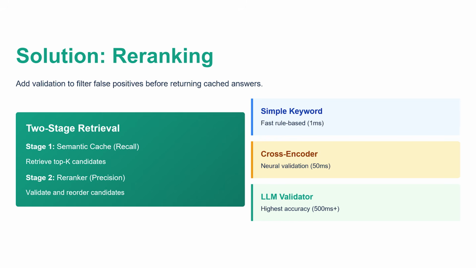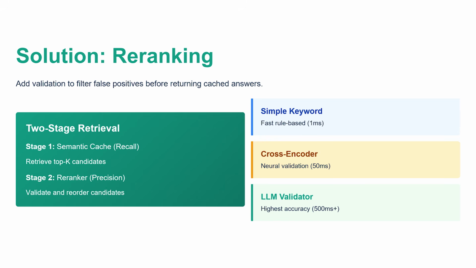Okay, here's something important that people often miss. Semantic caching can give you wrong answers. Here's why. Sometimes queries are semantically close but need different answers. For example, how do I return a product versus can I return a digital product? They seem similar, but digital products often have completely different return policies.